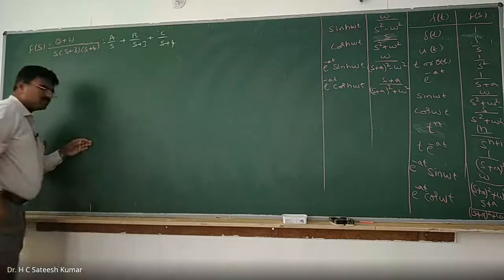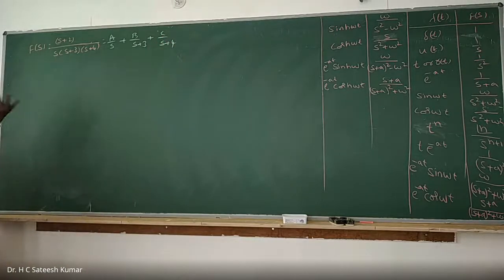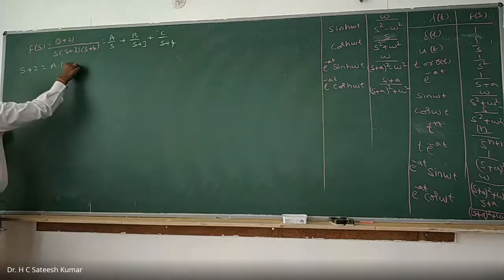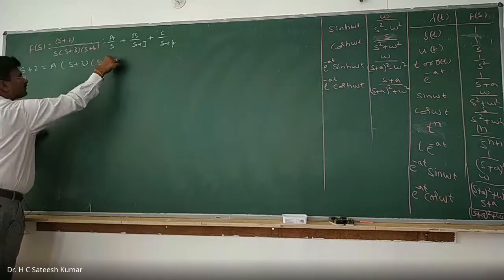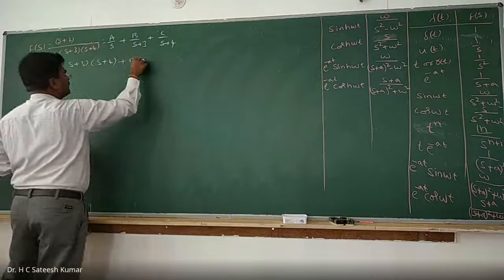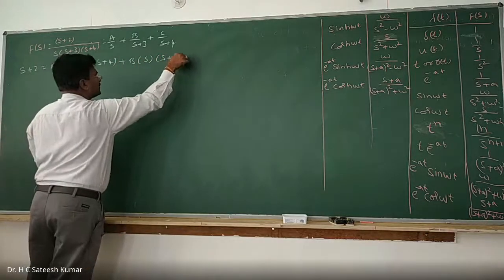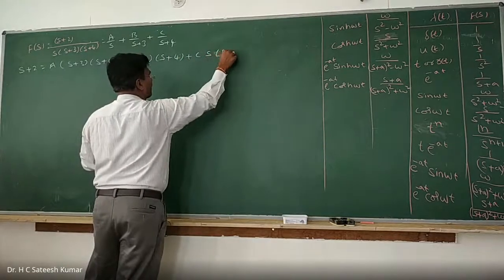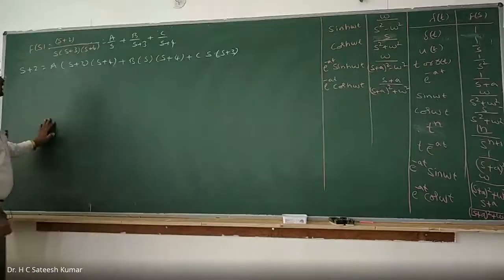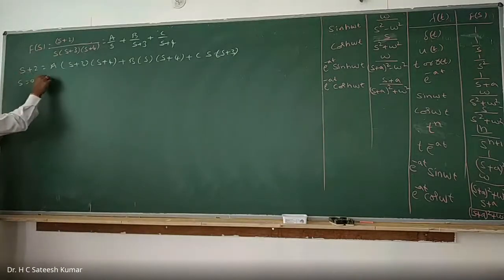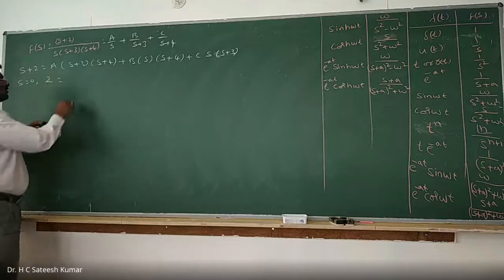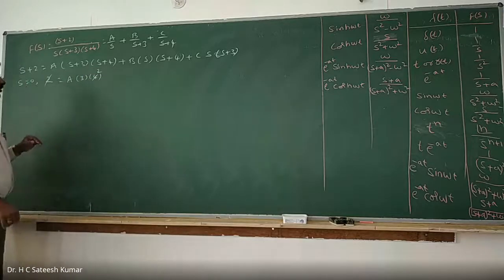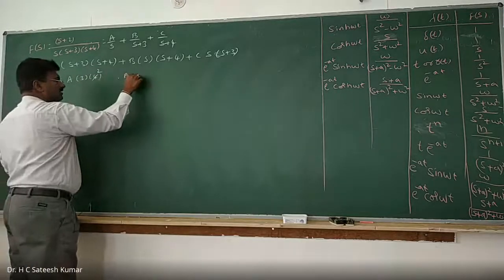You can use the partial fraction method directly itself. Therefore, s plus 2 is equal to A into s plus 3 into s plus 4 plus B into s into s plus 4 plus C into s into s plus 3. Put s is equal to 0. 2 is equal to A into 3 into 4, so this is 12 times. Therefore, A is equal to 1 by 6.